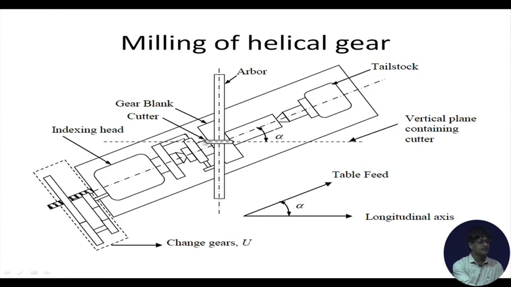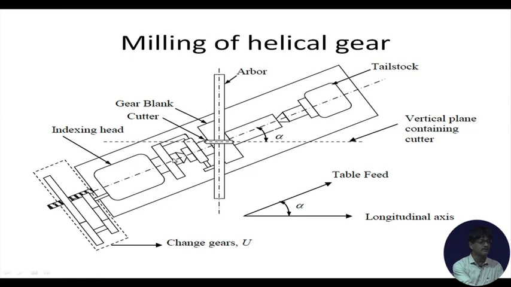So, the rotational axis of the cutter and the rotational axis of the workpiece are inclined to each other at a particular angle. There is an angle existing between the two. This angle is alpha, the helix angle. This is the indexing head. You are already conversant with the working of the indexing head, and we are utilizing this indexing head for our purpose of helical gear cutting.